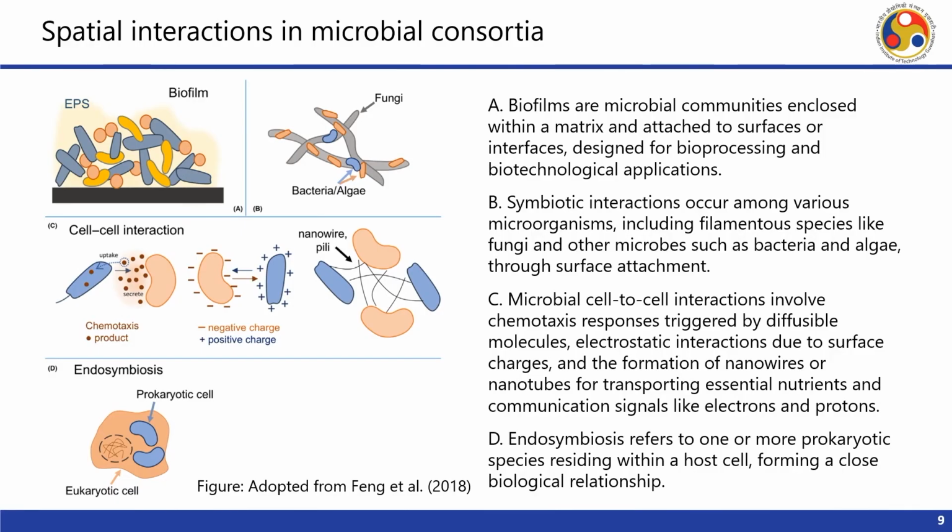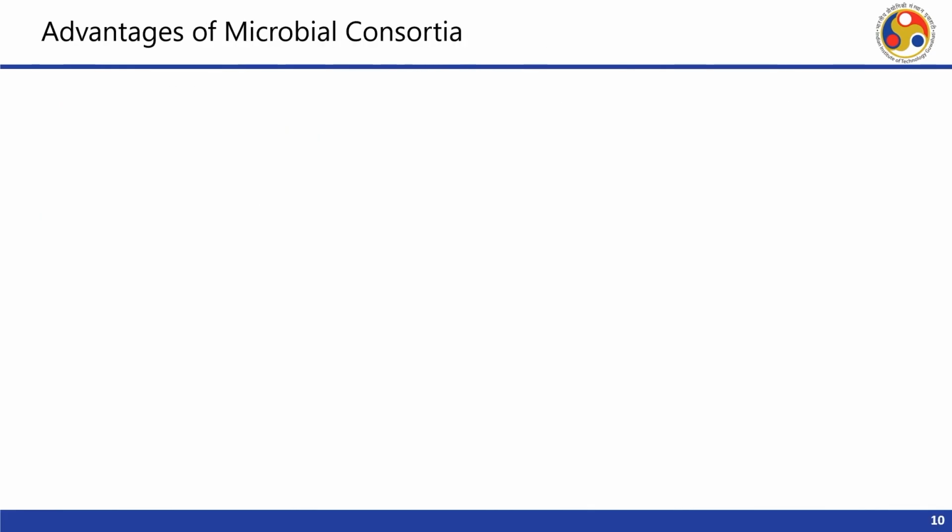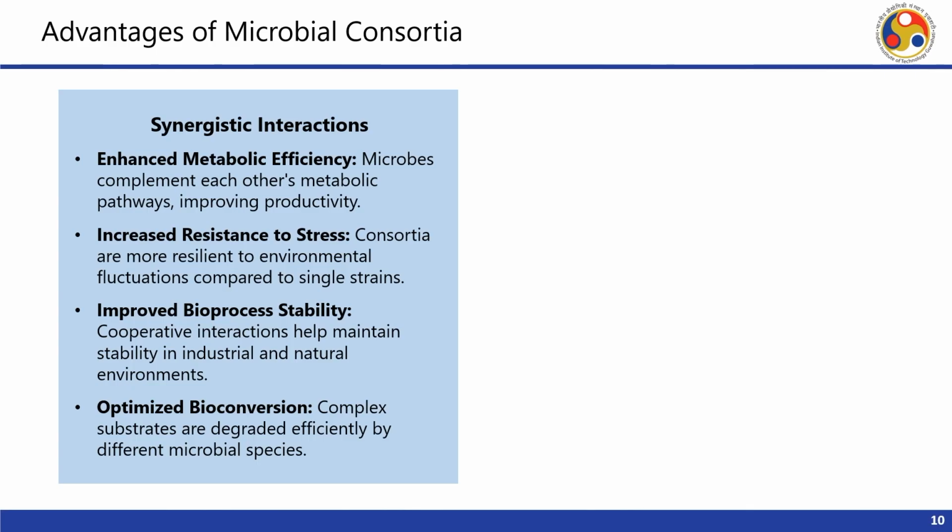Then we have the endosymbiosis. Here one or more prokaryotic species reside within a host cell, forming a close biological relationship. So, there is a big eukaryotic cell which is now hosting a prokaryotic cell, and they exist in a mutually beneficial symbiotic relationship. So, this we call endosymbiosis because one species is inside the other species.